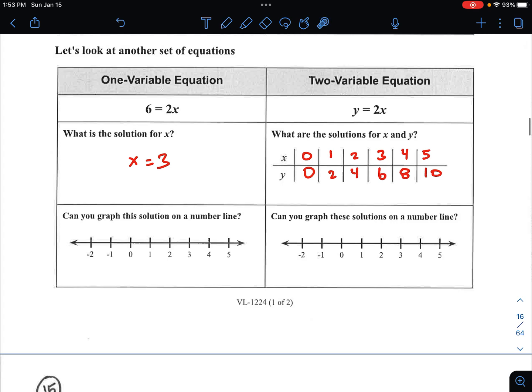Okay, so now we are graphing the solutions. Can I graph x equals 3 on the number line? Yes, I can. It's a dot on the 3. Sometimes you may see the dot above the 3, just because it can stand out more, but I'm going to go ahead and put this on the 3.